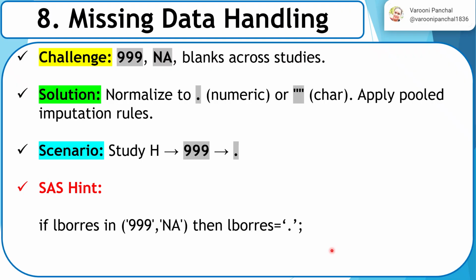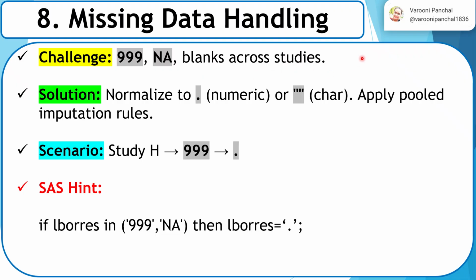Number 8, missing data handling. Now the challenge here would be the missing data, especially in some of the studies they are presented as 999, whereas in some studies it is used as NA, which is not applicable, and in some studies it is used as blanks across studies.